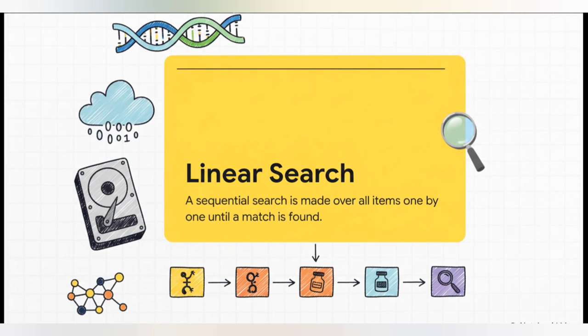First up is what's called a linear search. This is the most basic way to find something. It's like looking for your car keys by checking your left pocket, then your right pocket, then your coat pocket, one by one. You just start at the beginning and check every single item until you find the one you're looking for. It's simple, for sure, but as you can imagine, it can be very, very slow if you have a million pockets to check.